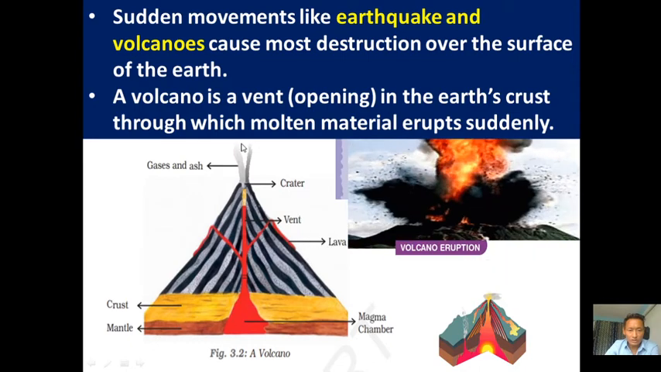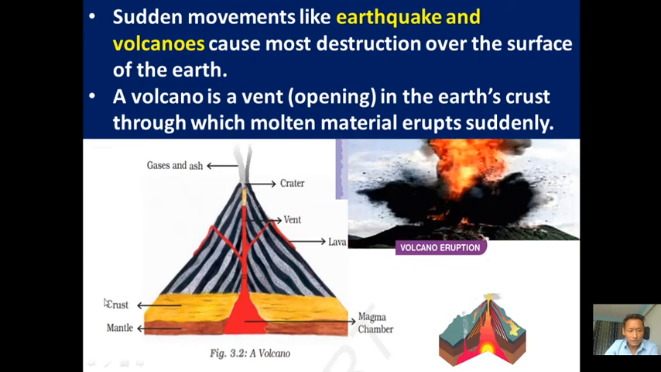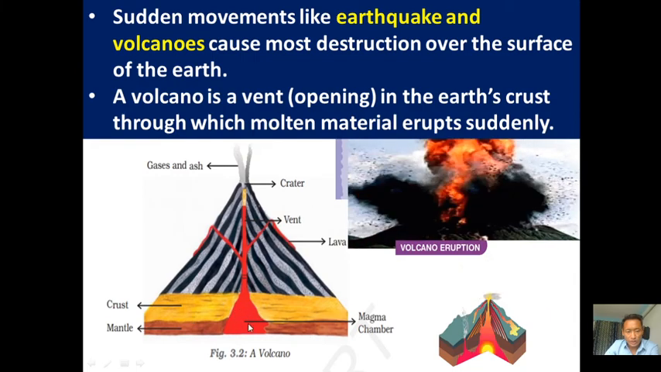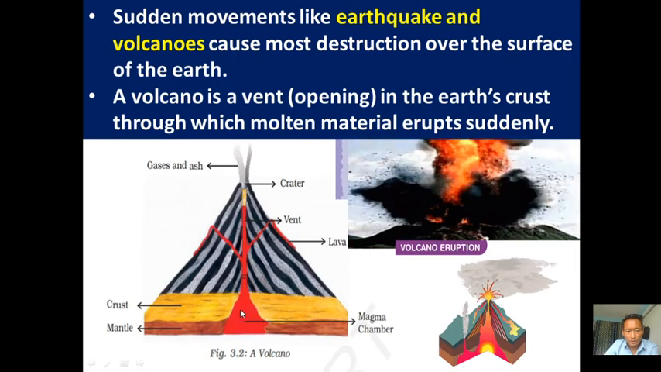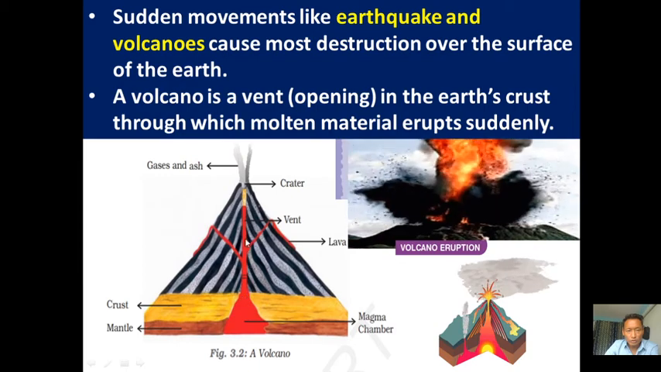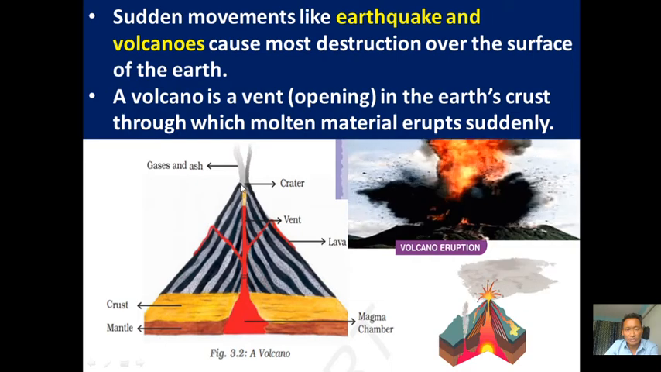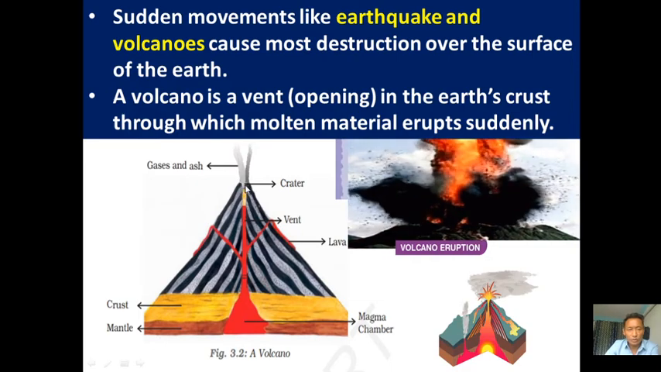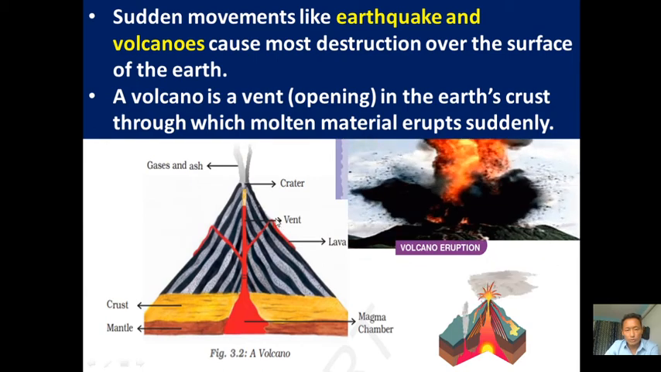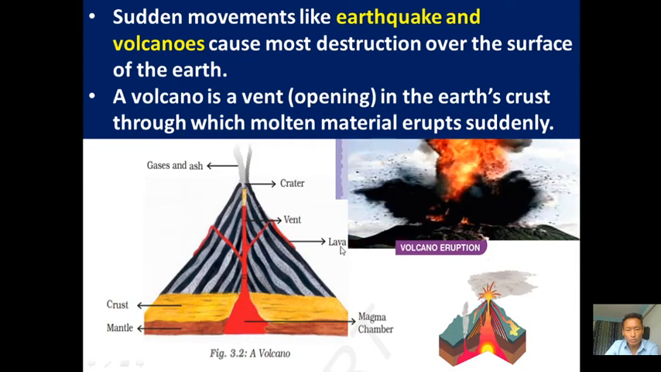If we study this diagram here, these are the layers of our earth. This is the mantle, this is the crust, and this is the molten magma. Because of huge pressure inside our earth, the molten magma comes out through vents, and finally it makes a crater. A crater is a huge depression made by volcanic eruption, and when the magma comes out and cools down, it is called lava.